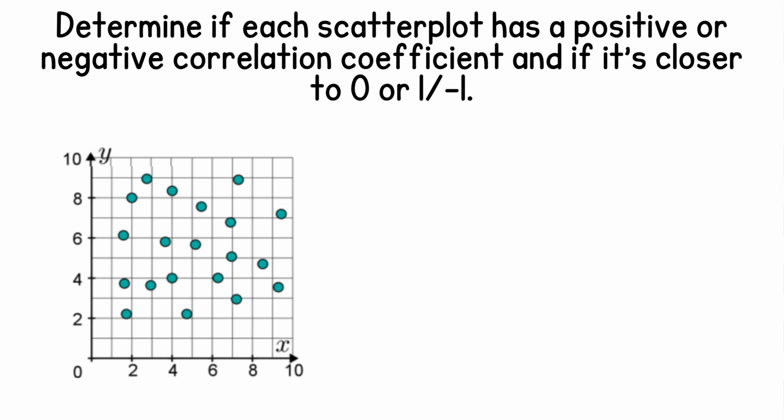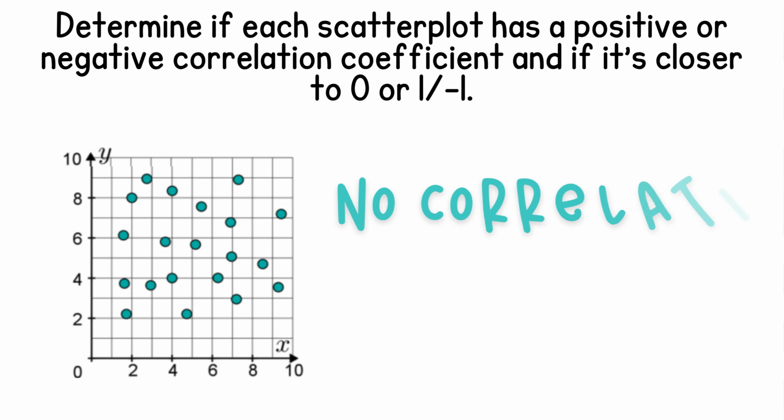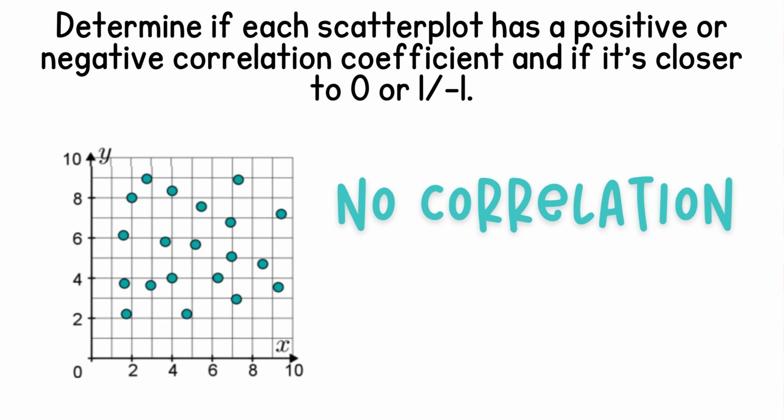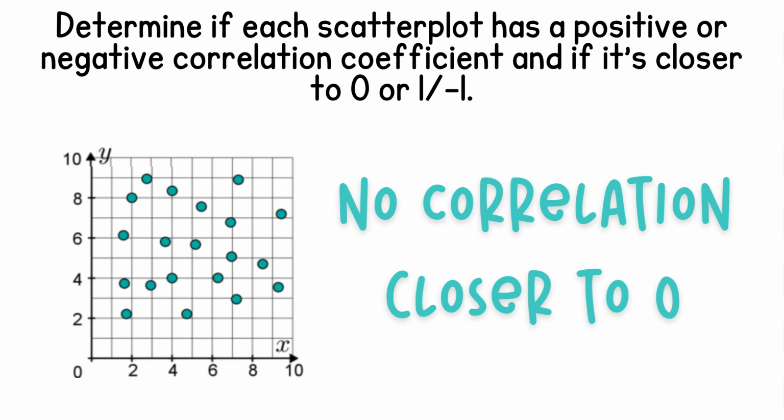Here's another scatter plot. This one kind of has dots all over the place. So this one has no correlation. So this will be closer to 0 since 0 represents no correlation.